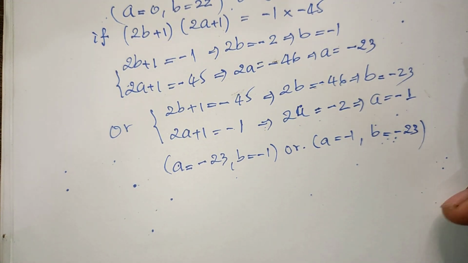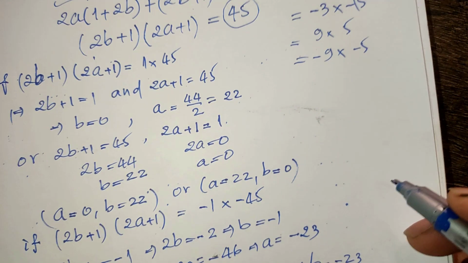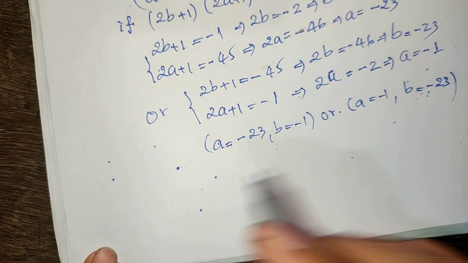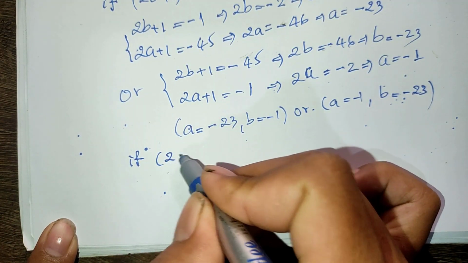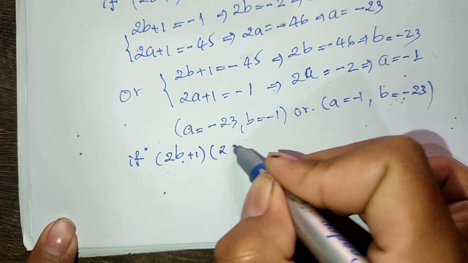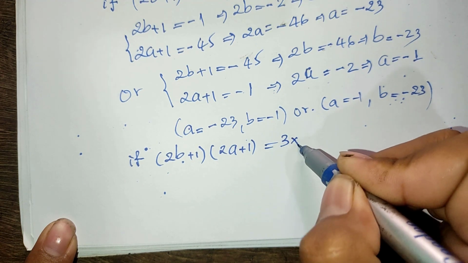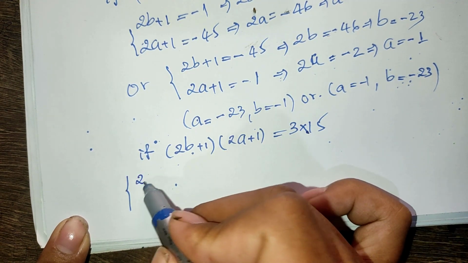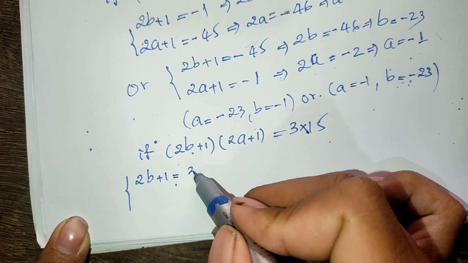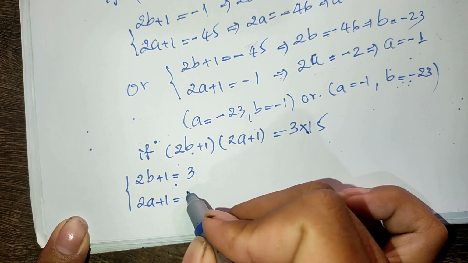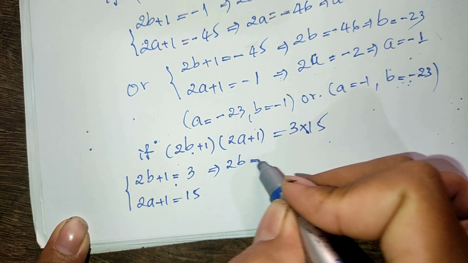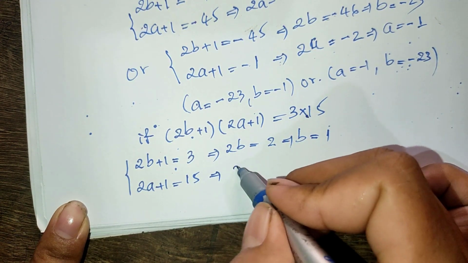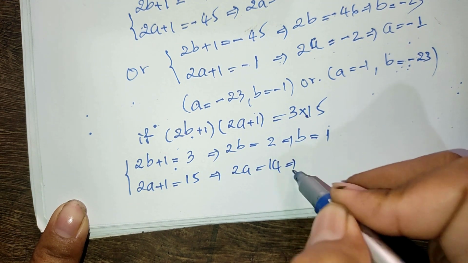And so now we have the values of 3 and 15. Now if (2b plus 1) multiplied by (2a plus 1) equals 3 multiplied by 15, then we get 2b plus 1 equals 3 and 2a plus 1 equals 15. So 2b equals 2 and we get b equals 1, and 2a equals 14 and a equals 7.